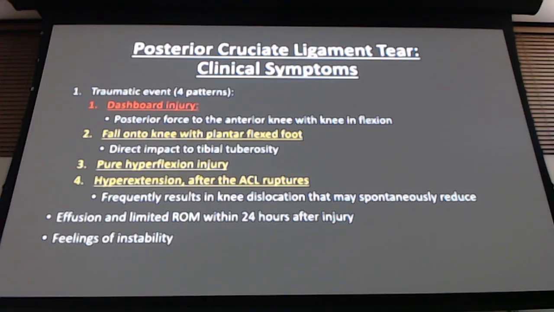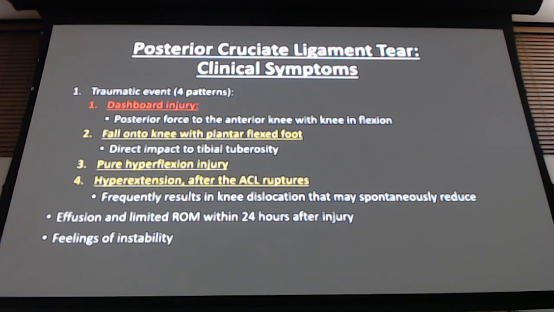Moving on. So PCL, when we talk about clinical symptoms, you're going to do an exam, but you really want to get a good history, okay? Because I can tell you right now, and remember I said this because you will probably see it on boards, dashboard injuries are PCL injuries, okay? Dashboard injuries are PCL injuries, okay? So there's a posterior force to the anterior knee with the knee in flexion. So they're sitting down in the passenger seat, driver's seat, what have you, and their knee strikes the dashboard, and it does posterior translation of the tibia, therefore disrupting the PCL. Good to go?